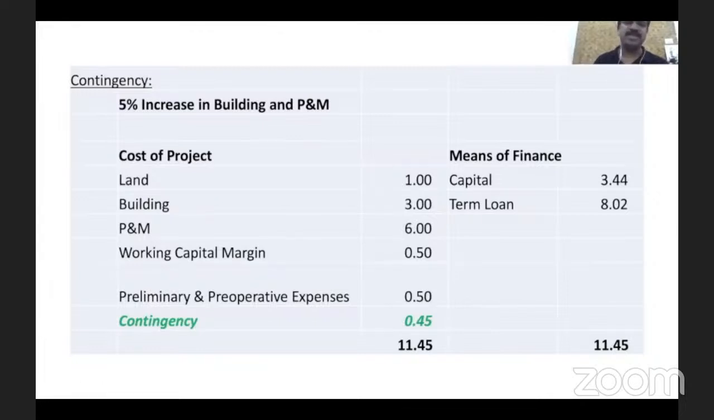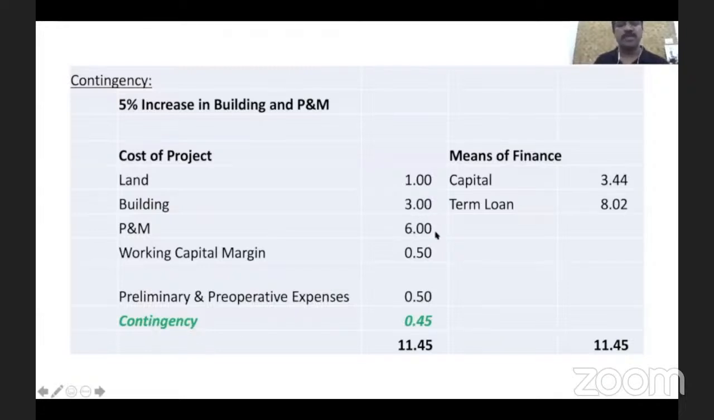So it is contingency only. If at all it happens, yes, that will be taken care by funding. If it does not happen, then to that extent loan also will not be released. So what I'm doing, along with working capital margin and preliminary pre-operative expenses, I'm also adding a component called contingency, which is 5% applied on building and plant and machinery.